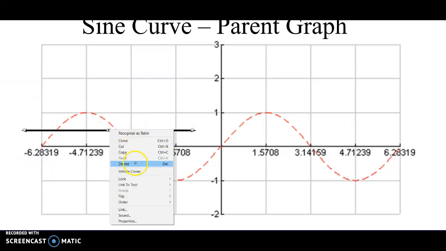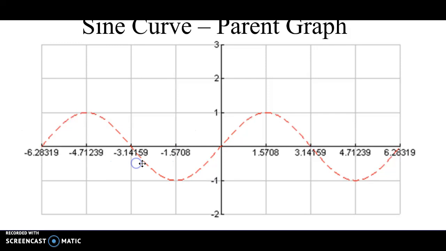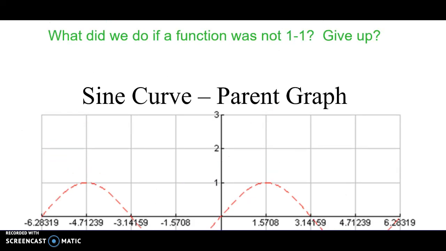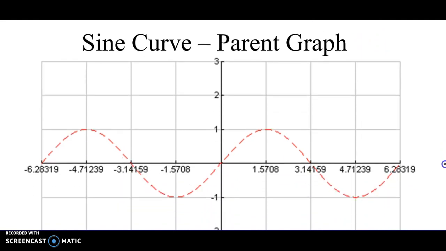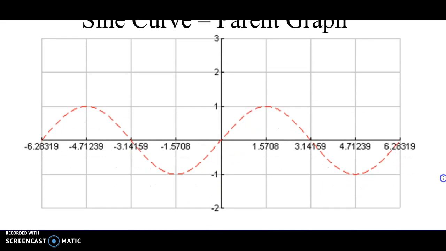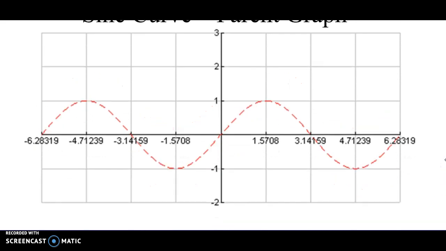Okay, let's get rid of this now. So now let's answer a new question. What did we do if a function was not one-to-one, such as the sine curve? Do we just give up? Of course not. We persevere. That's the key word of this unit. We persevere through the tough things. So what can we do? Well, we know that when we want to restrict the domain, we want to cover the entire range in order for it to be one-to-one.